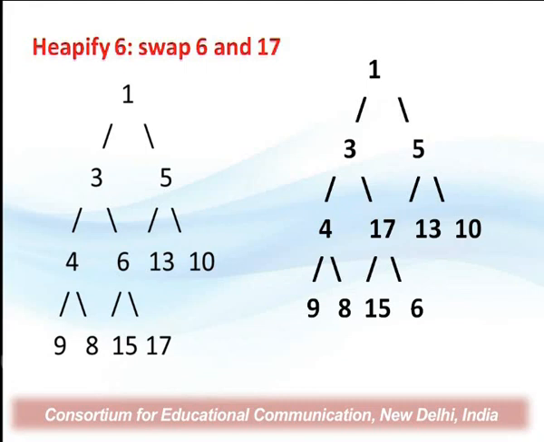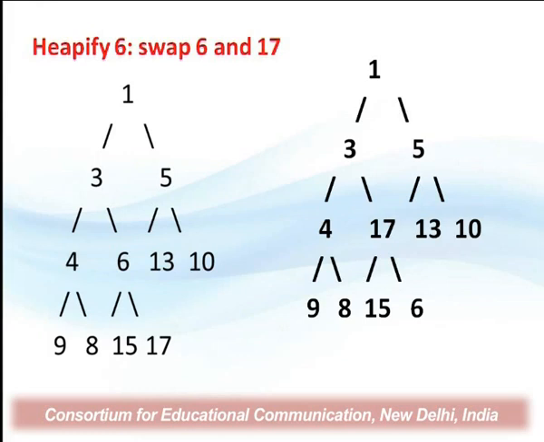So what is the procedure? The procedure says that within the subtree you take the root and compare it with both the left child and the right child, and the key which is largest among the three should take its place at the root node. So this is what happened in the swapping of 6 and 17.